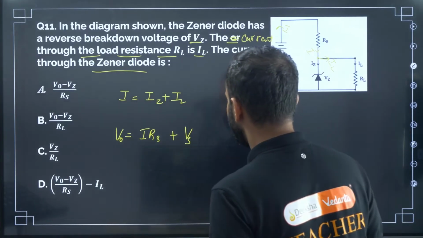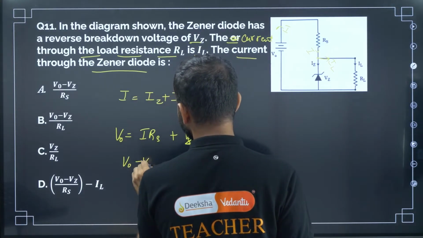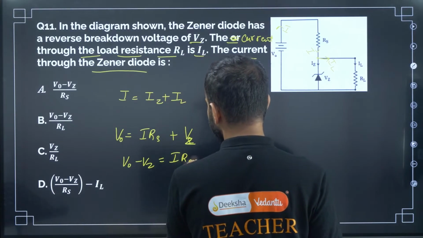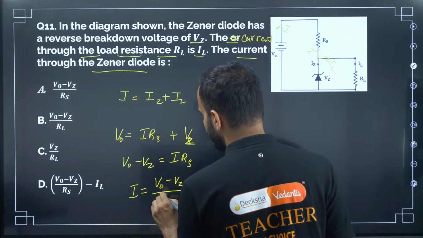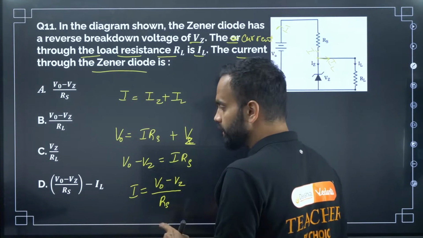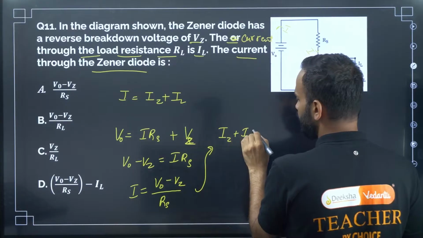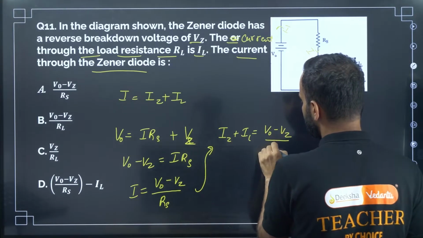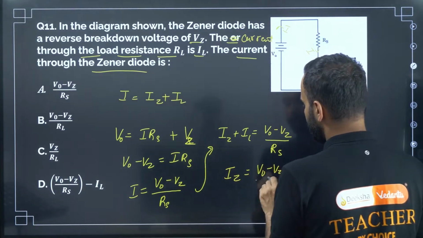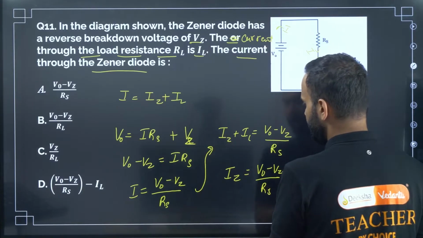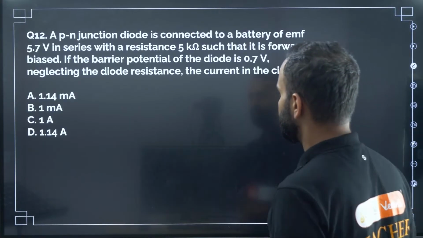So now V naught minus Vz is equal to I into Rs, right? Now I equals V naught minus Vz divided by Rs. So what is I? I is Iz plus IL. Iz plus IL is equal to V naught minus Vz divided by Rs. Now the current through the Zener diode is V naught minus Vz divided by Rs minus IL. So the correct option is D. Next question, question number 12.